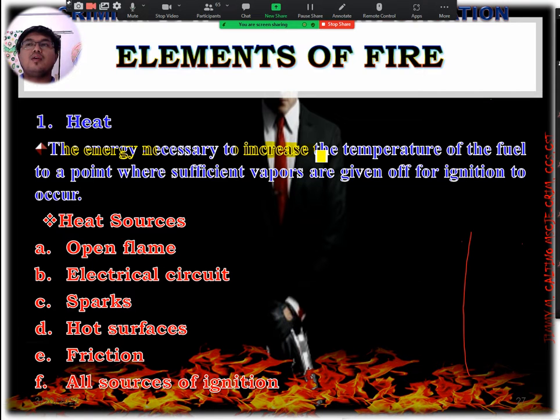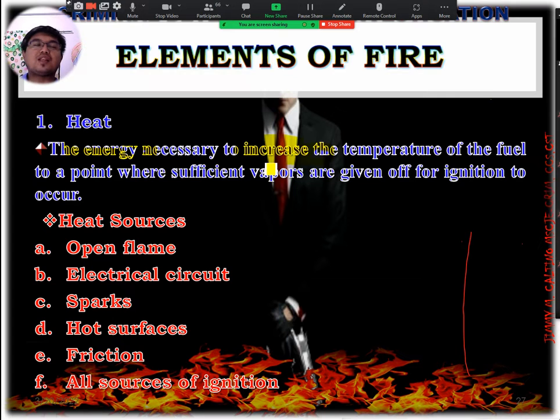Okay? When you speak of ignition point, again, gentlemen and ladies, this is the lowest temperature at which the burning substance or combustible matter may ignite or may cause ignition. So mamaya, i-discuss naman natin ang pagkakaiba ng ignition point, flash point, at saka fire point. So, you need to increase the heat.